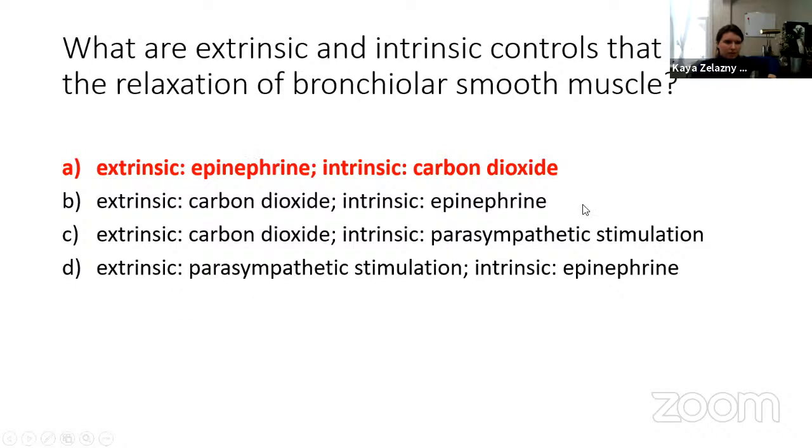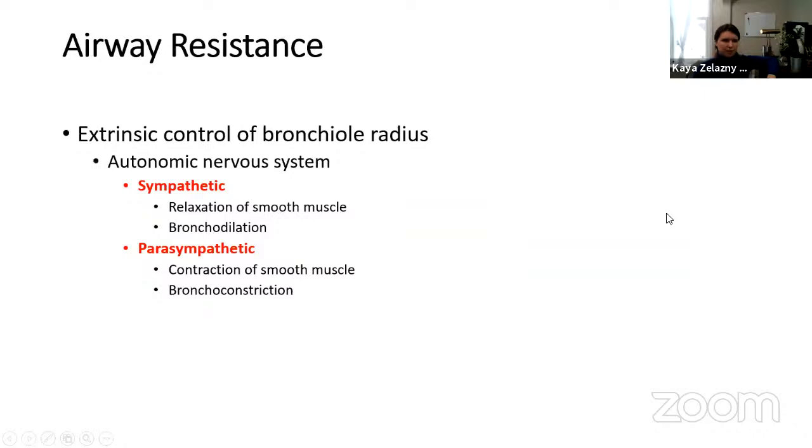But these other factors do come into play. It's just here's how we would define them. So our extrinsic control is largely going to be under control of the autonomic nervous system. When we were thinking about vasculature, we mostly just thought about the sympathetics, but the parasympathetics do have a really big role here in airway resistance as well. Our autonomic nervous system, remember, is involuntary. We have our sympathetics, we have our parasympathetics.